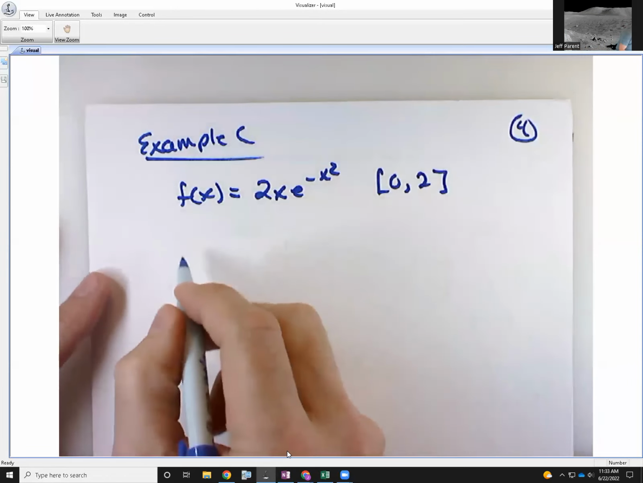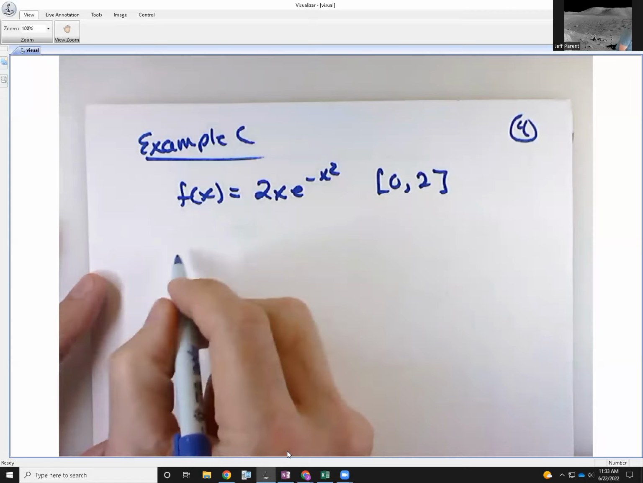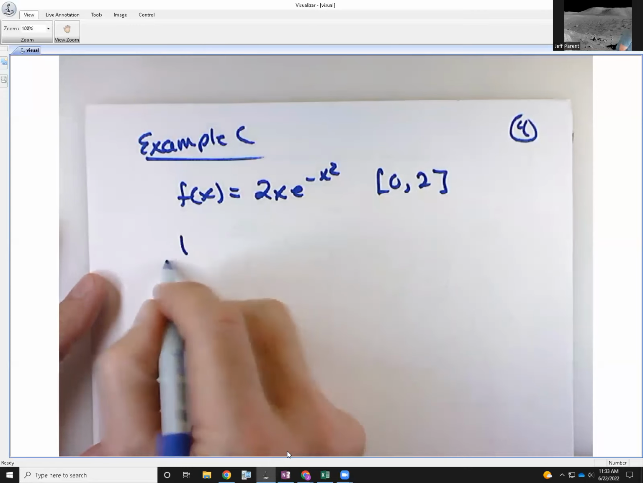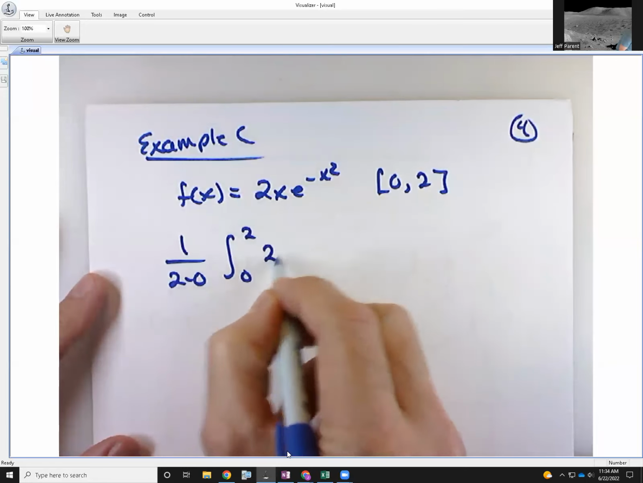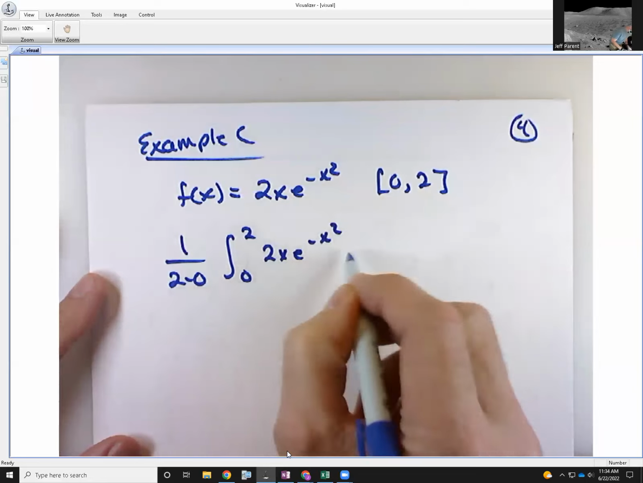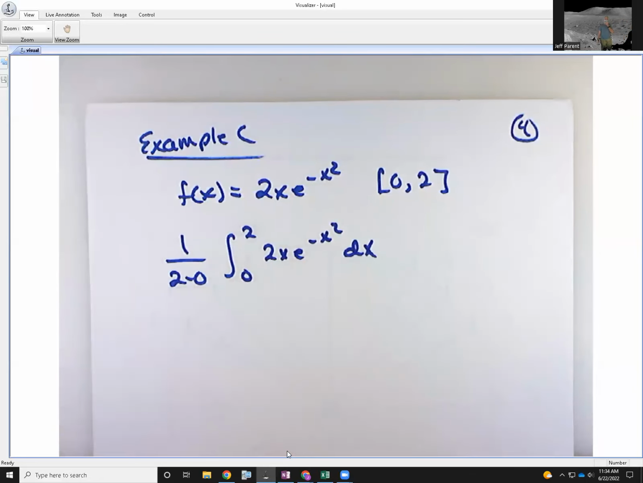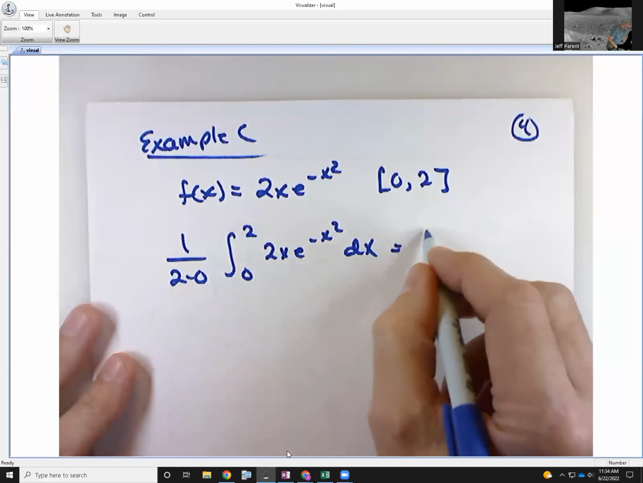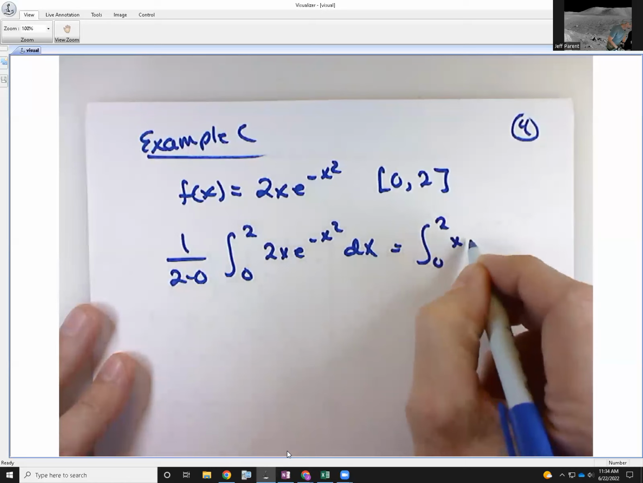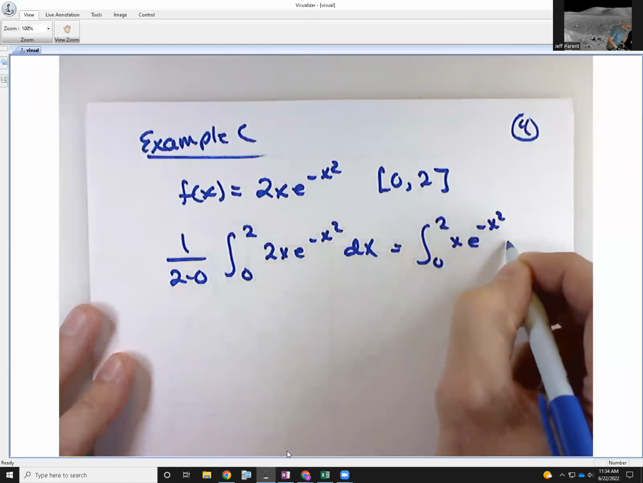If I want to find the average value, that's going to be 1 over 2 minus 0, the integral from 0 to 2 of 2x e to the negative x squared dx. Please put in that dx. I do like seeing it. Sometimes I get a little unhappy with it not being there. There's important reasons to keep it there. I'm not going to go through all those now. This 2 and this 2 can cancel. So that gives me the integral from 0 to 2 of x e to the negative x squared dx.